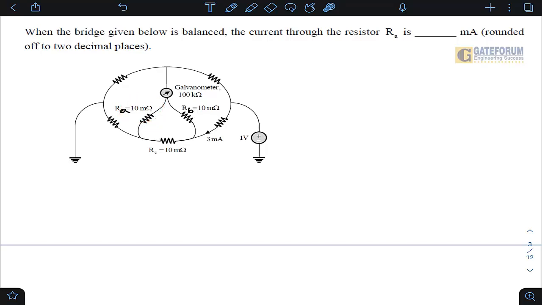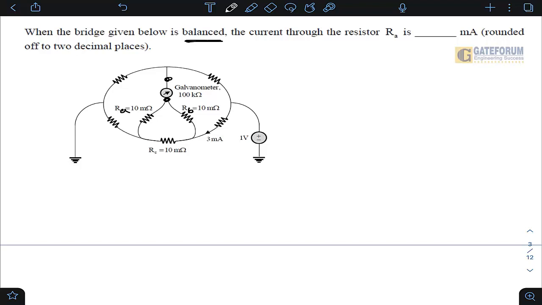You see students, this current is given to us as 3 milliamperes, and here one important fact is the bridge is balanced. What is the meaning of it? Bridge is balanced means the galvanometer is reading 0. So we can remove this galvanometer, we can replace the galvanometer by open circuits. So now if I replace it by open circuit, my job is now very simple.